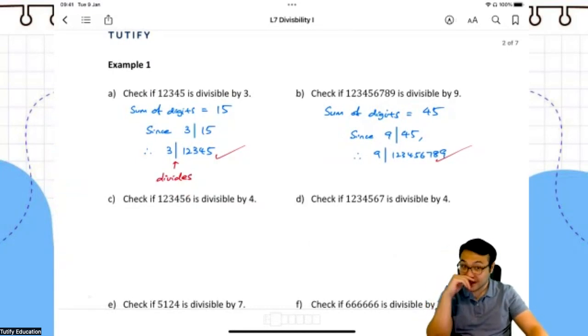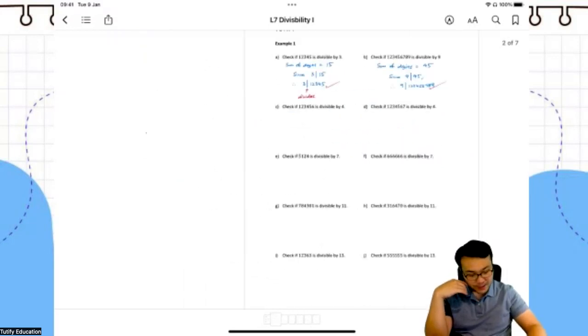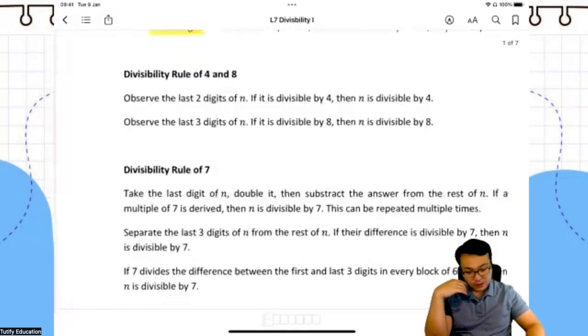Any questions so far before I move on to the next rule? Anyway, if you have questions, you know what to do. Just raise your hand. Now, let's go back to the previous page and move on to the next rule.